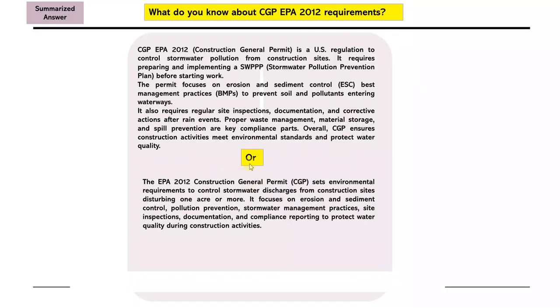Our second way to answer in a summarized way is: the EPA 2012 Construction General Permit, CGP, sets environmental requirements to control stormwater discharge from construction sites disturbing 1 acre or more of land. I think you know what an acre is. It's the area of the land. It focuses on erosion and sediment control, pollution prevention, stormwater management practices, site inspections, documentation, and compliance reporting to protect water quality during construction activities.